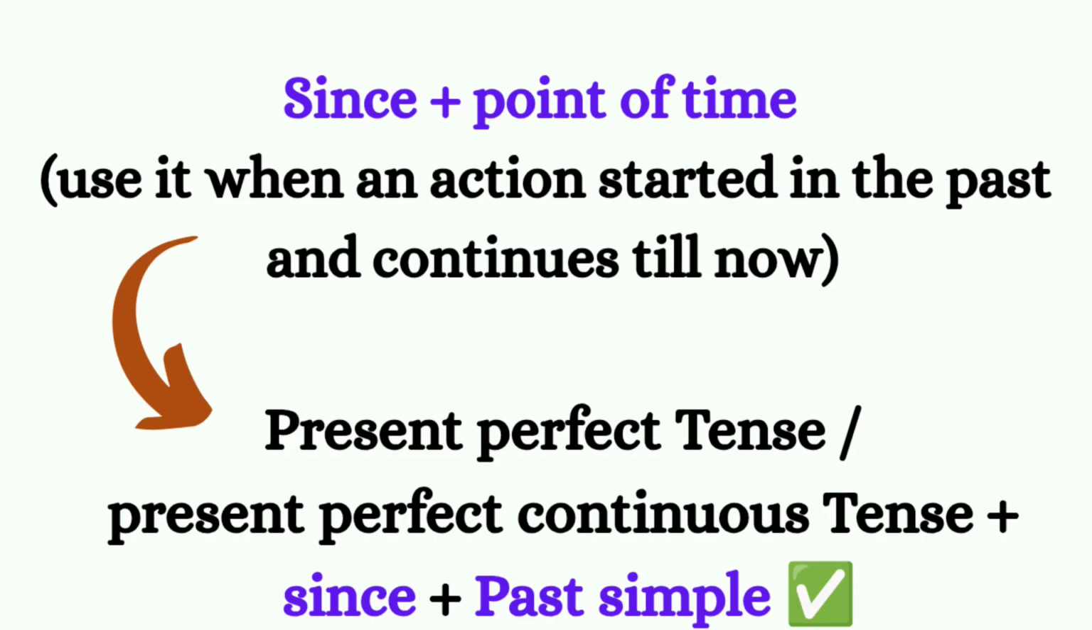Past simple plus since we cannot use, but since plus past simple we can use in two tenses, present perfect tense and present perfect continuous tense, because these are unfinished actions. So they started in the past and they continue in the present. That's why we use since in these tenses. I hope this is clear.